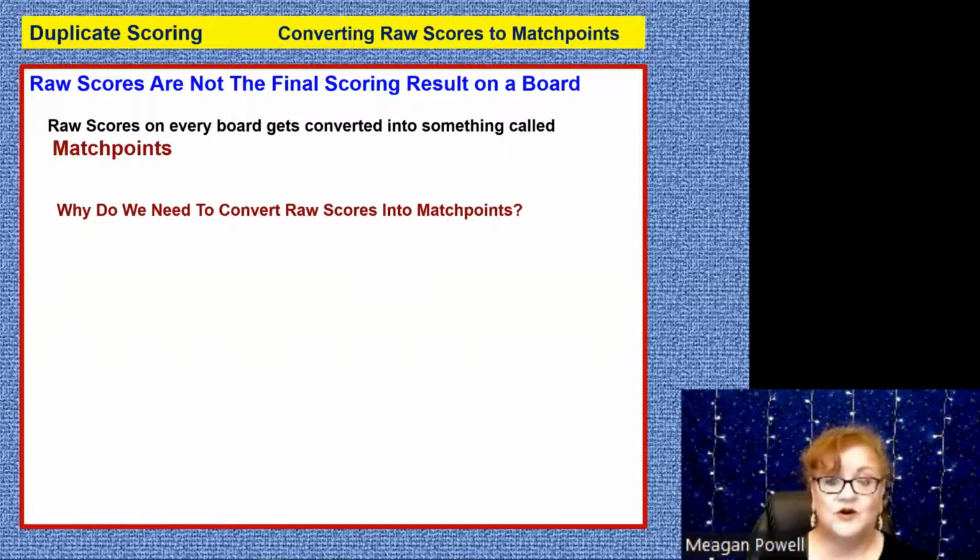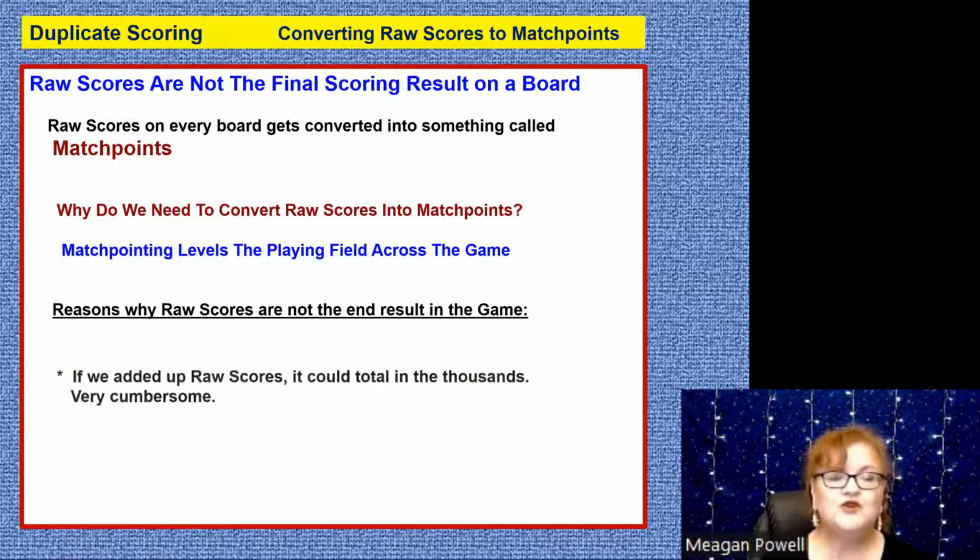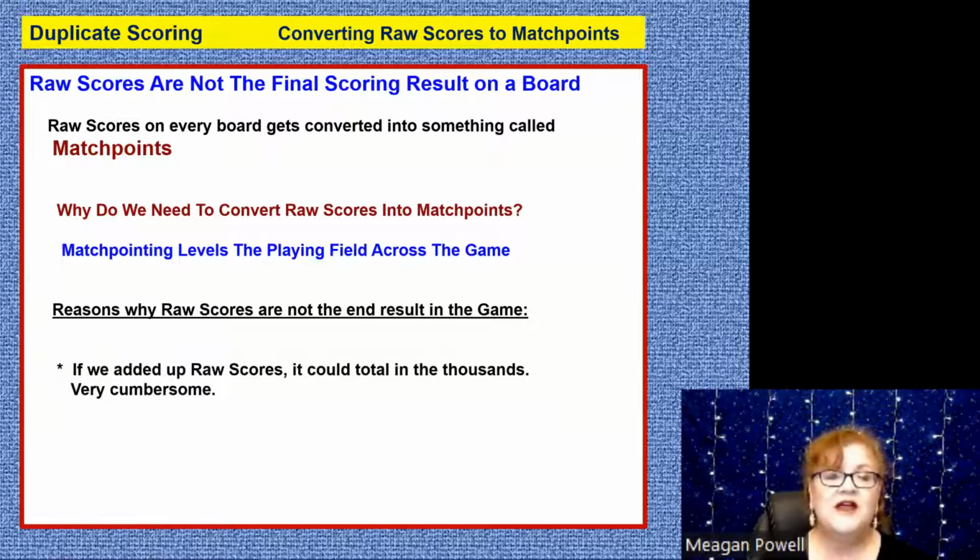Why do we need to convert raw scores to match points? Well, there are several reasons. Match pointing, first of all, levels the playing field across an entire game. So let's just say that we only used your raw scores at the end of a hand and we added them up. And let's say you were playing in a game that had 15 boards in it. You and your partner are seated at a table, and you're going to play 15 total boards in this game. Well, if we only used raw scores, you could have a raw score of 1,430 points on one board. And on the next board, you could have 680 points. And on the next board, you could have 980 points. Well, if you're adding up 15 of those, we could end up in the thousands. And it just becomes very cumbersome to add up.